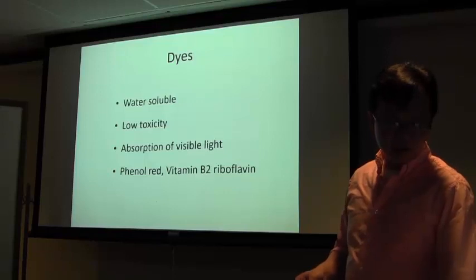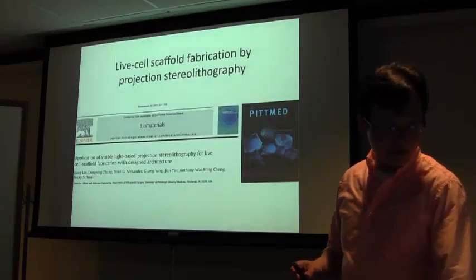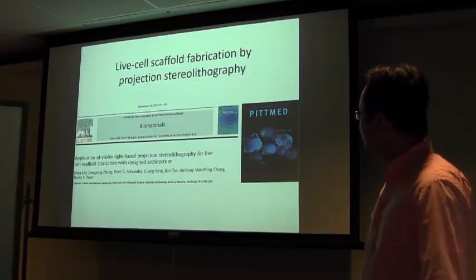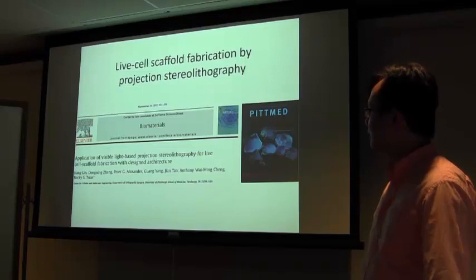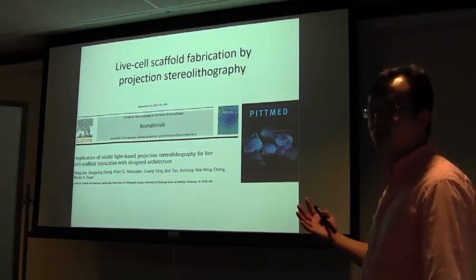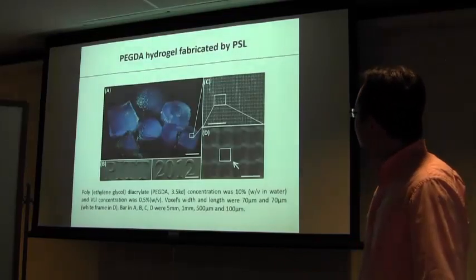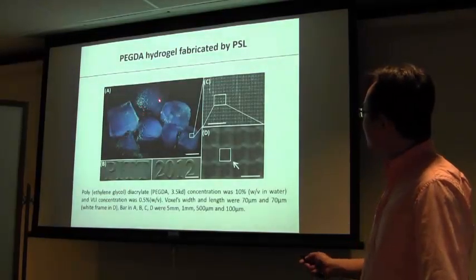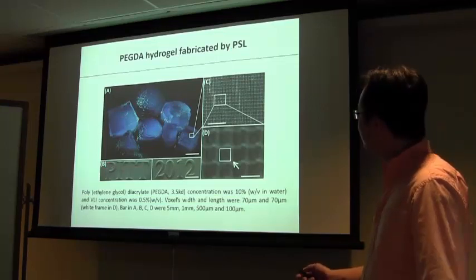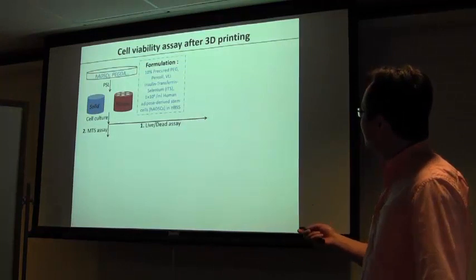Okay, so I've tried all conditions and adjusted the parameters. Finally, I published a paper about 2 years ago in Biomaterials, and we are the first to report utilizing this technology for live cell fabrication. As a result, you can get hydrogels in different shapes, print all the details, all the words, and test the cell viability.